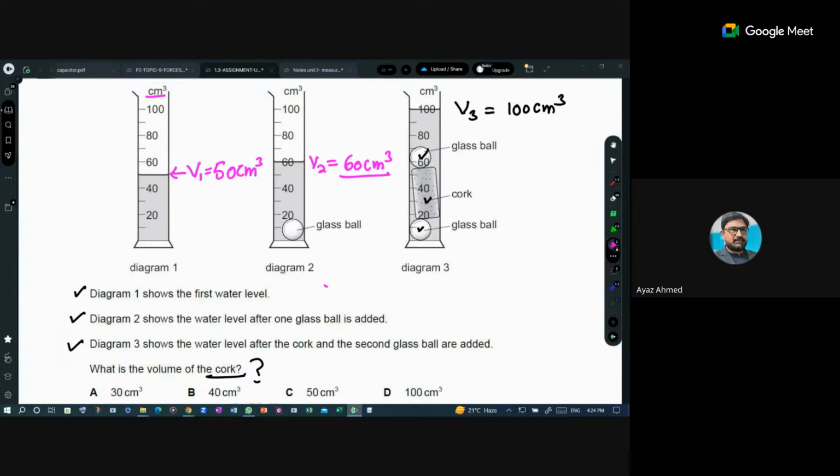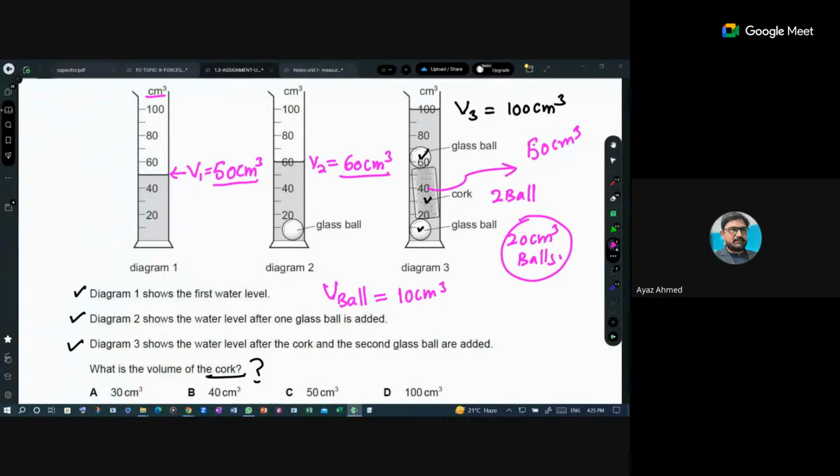This is the volume due to one ball, so the volume of a ball is 10 cubic centimeter. Here I have two balls, it means 20 cubic centimeter is the volume of the balls. And how much increase do I have from 50 to 100? It is 50 cubic centimeter. Out of 50, 20 cm cube is due to the balls, and the remaining 30 cm cube is due to the cork. Is it clear? Yes, sir.